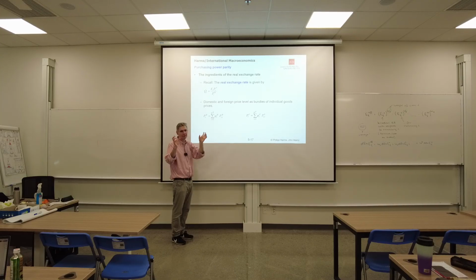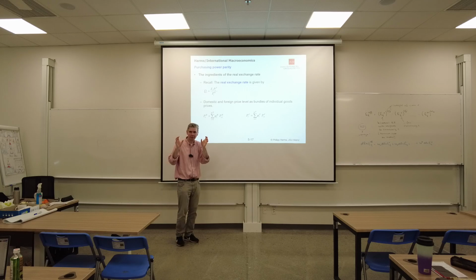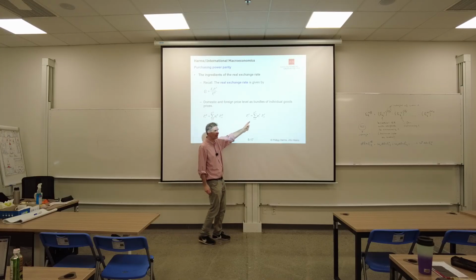Now, sometimes the CPI is actually a very complicated animal. It has different layers, some of which are computed as geometric means, some of which are computed as arithmetic means. But by the end of the day, let's keep out that complication. By the end of the day, you have a weighted average of prices here, and you have a weighted average price in the foreign country.